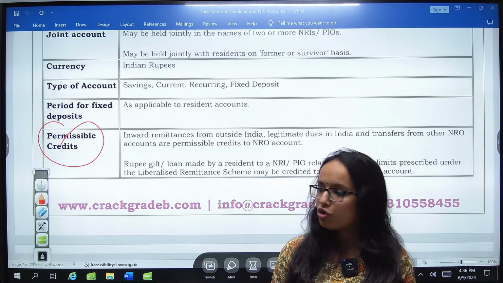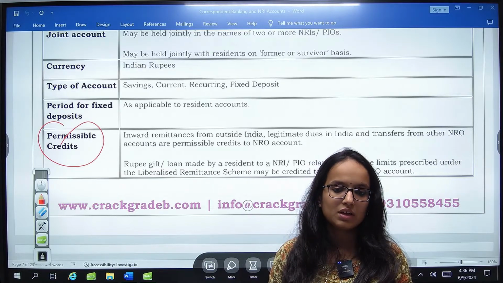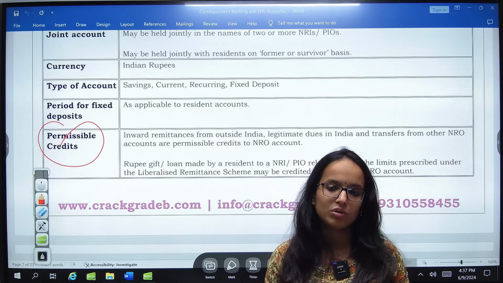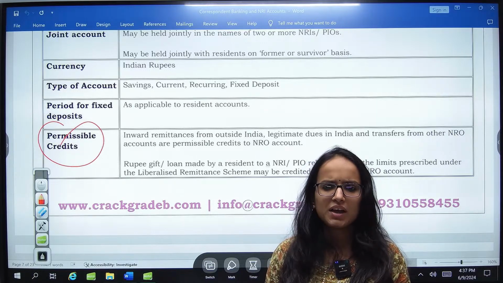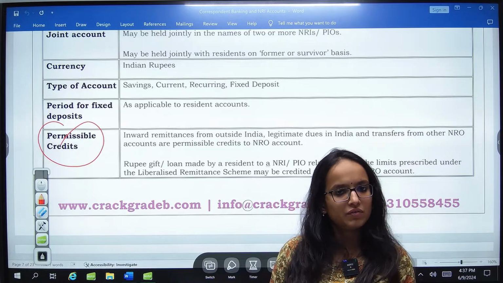Clear? I hope you are able to understand all these things. Just try to revise them. Revision will help, because these are provisions and we have to remember them. We cannot do it with any other method, right? So revision will be the key.